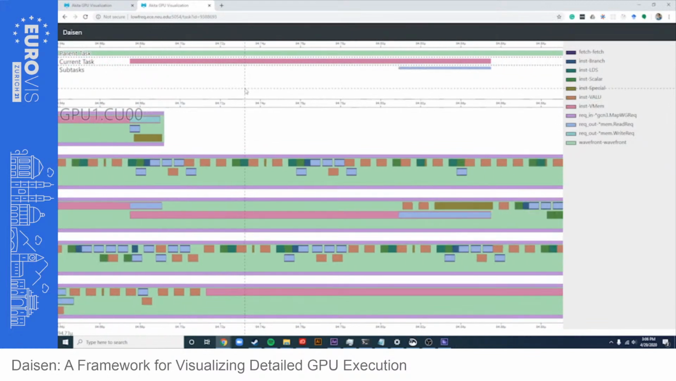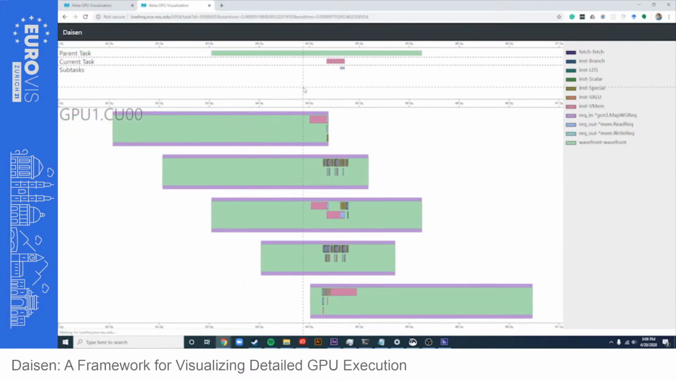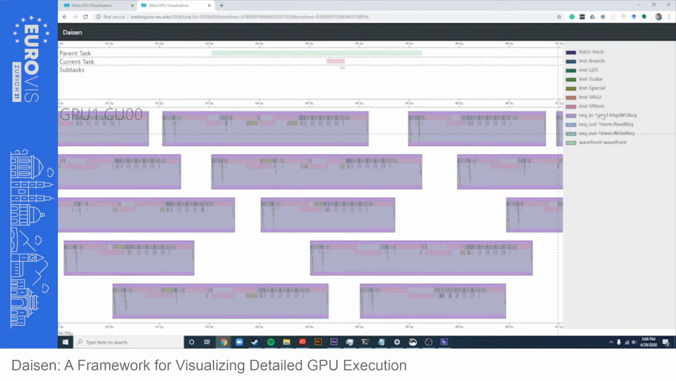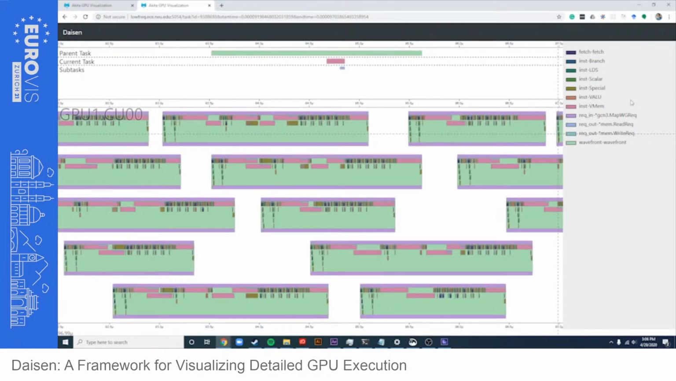To first have an overview of what is executing in the compute unit, we can hover on the legend items to locate all the tasks of a certain type. We see all the big rectangles are workgroups. Each workgroup owns one wavefront, and each wavefront executes many instructions.